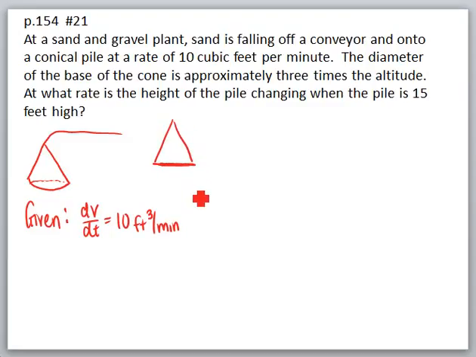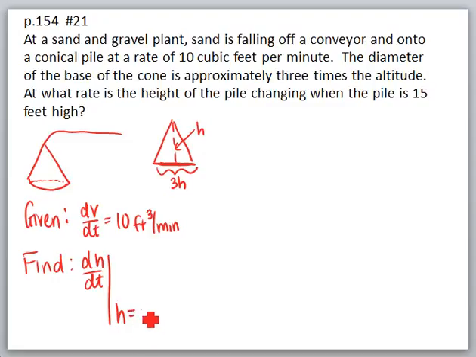The diameter of the base is approximately 3 times the altitude. So I'll call the altitude h, and the diameter is 3 times the height. At what rate, so they're telling me the question here, what I'm trying to find. I'm going to find the rate at which the height is changing when the pile is 15.